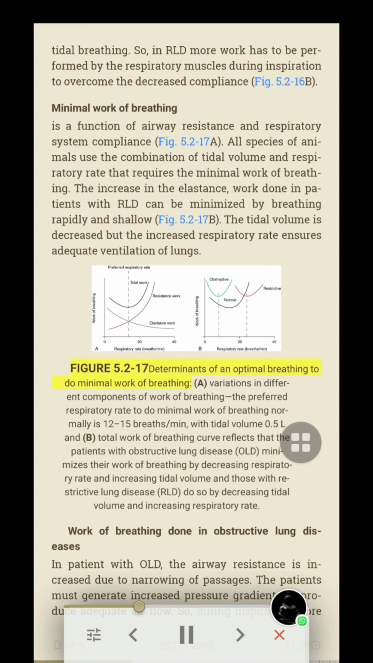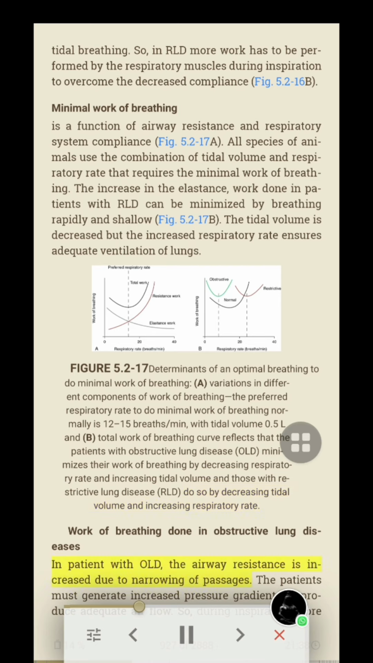Figure 5.2-17d. Determinants of an optimal breathing to do minimal work of breathing. A. Variations in different components of work of breathing. The preferred respiratory rate to do minimal work of breathing normally is 12 to 15 breaths per minute, with tidal volume 0.5 L. B. The total work of breathing curve reflects that patients with obstructive lung disease, OLD, minimize their work of breathing by decreasing respiratory rate and increasing tidal volume, and those with restrictive lung disease, RLD, do so by decreasing tidal volume and increasing respiratory rate.